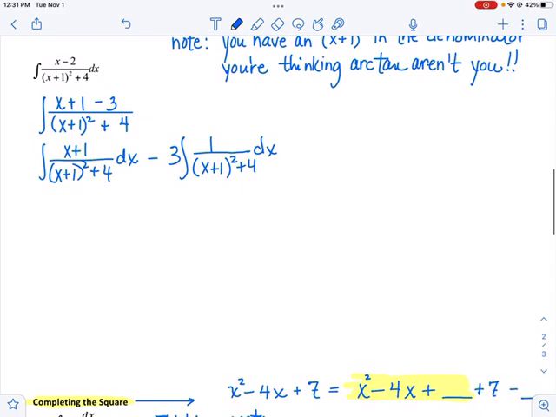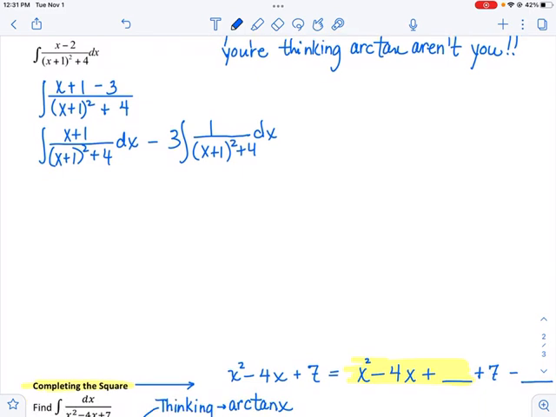Okay, so now in the first one, I'm looking at it and thinking, that's a u sub, right? So if you think about this, u is equal to the whole denominator. So u is equal to (x plus 1) squared plus 4. I'm going to take the whole thing, and then I'm going to say du is then equal to 2(x plus 1) dx, like that.